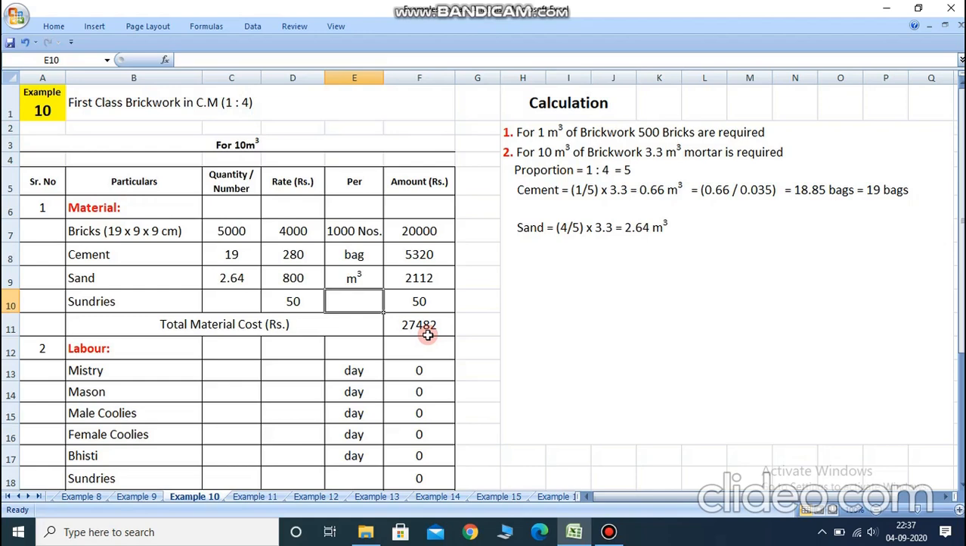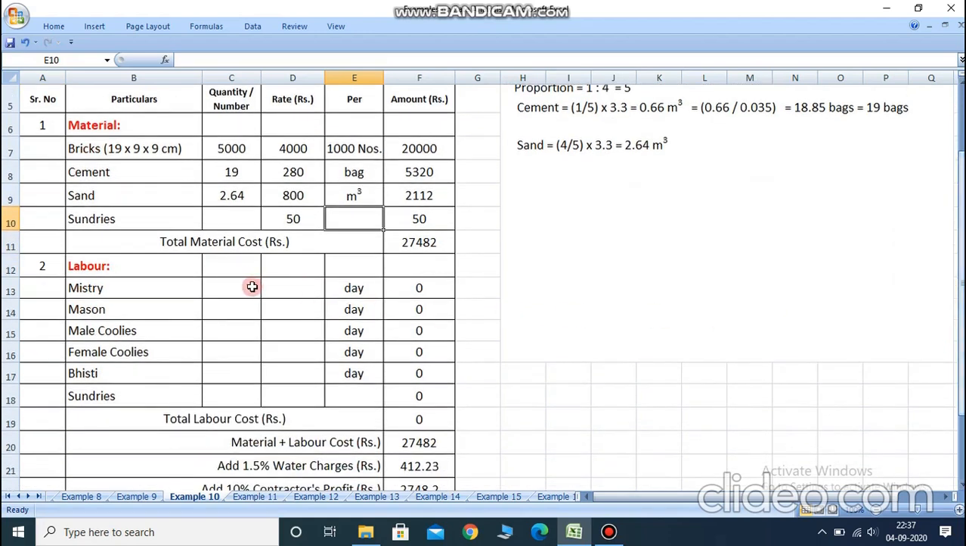Now we start the labor cost. The number of labor required to complete the 10 meter cube brickwork: mistri required 0.5, then 7 masons, 7 male coolies, 7 female coolies, and 2 bhisti. The per day amount is 400 rupees for a mistri, 300 rupees for a mason, 200 rupees for a male coolie, 180 rupees for a female coolie, and 200 rupees for a bhisti per day. And we include extra charges of 50 rupees.